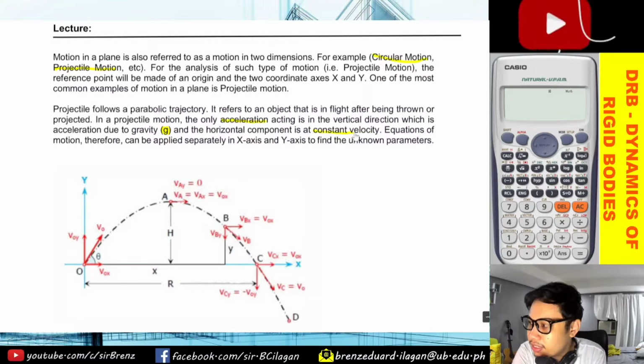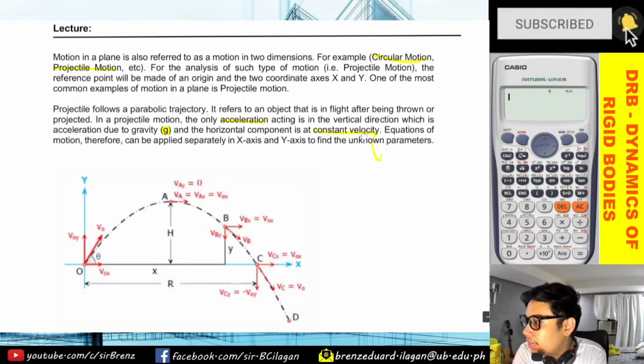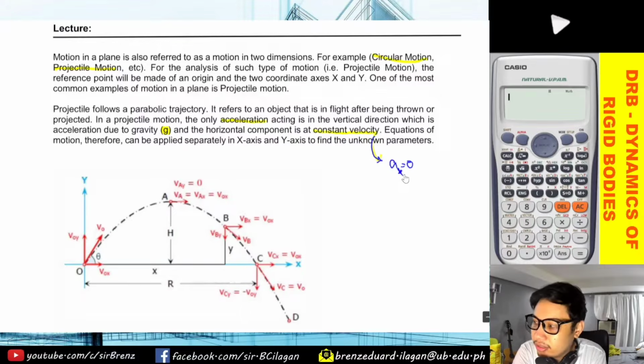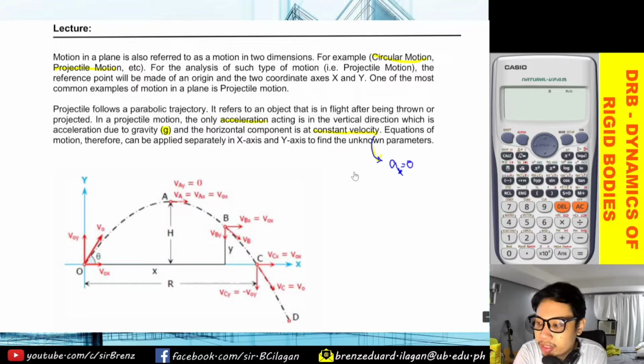So again, when we say constant velocity, yung acceleration natin dito, or yung a natin, will be equal to 0. Okay, so yung a sub x, or that represents the acceleration in the x direction, 0 yung kanyang acceleration. So equations of motion therefore can be applied separately in the x and y axes to find the unknown parameters.